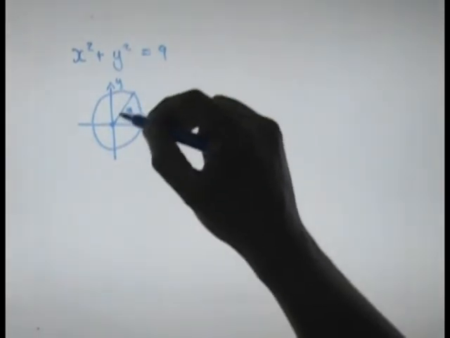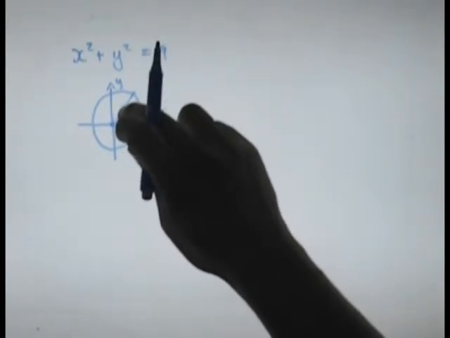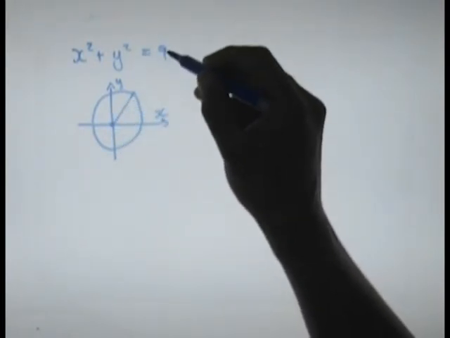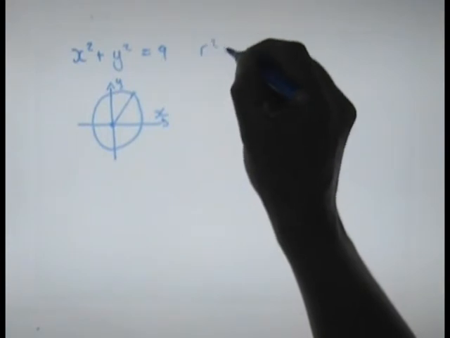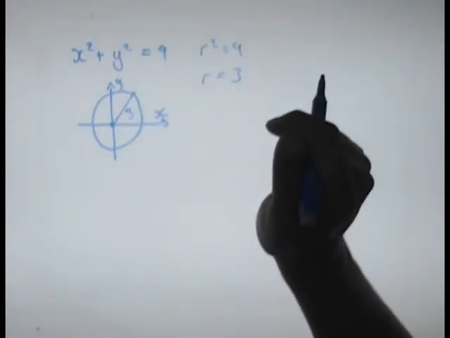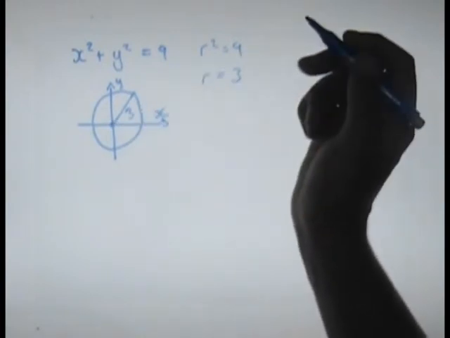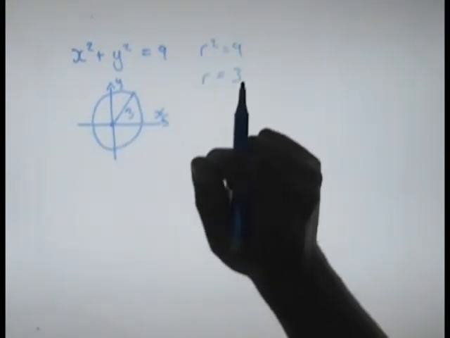The radius is 9. Sorry, the radius is not 9. Same mistake I keep making. The radius r squared is 9. That means that r is equal to 3. Indicate that, draw a circle centered around the origin. That's enough information.